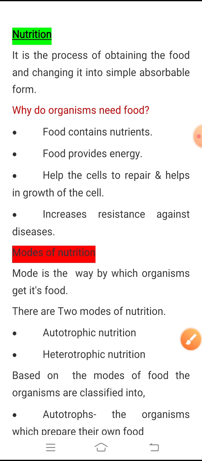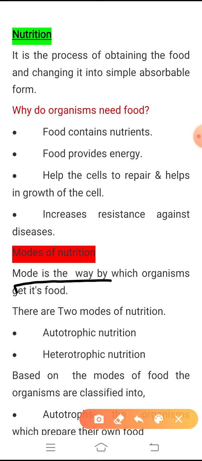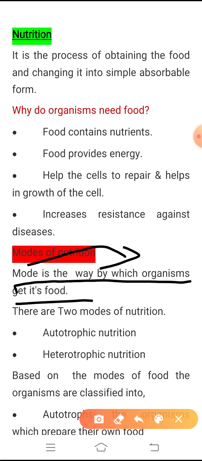Based on the modes of nutrition, the organisms are classified into two types. I will tell you that. But before that, let me explain the modes of nutrition. Before that, I'll tell you what a mode is. Mode is the way by which organisms get food. Mode is a path, it is a way by which an organism gets its food. So there are two modes of nutrition, that is autotrophic nutrition and heterotrophic nutrition.